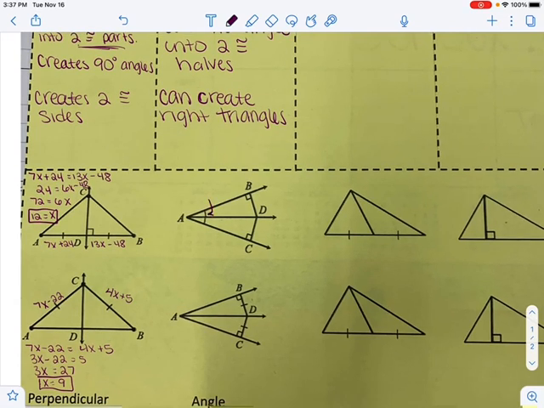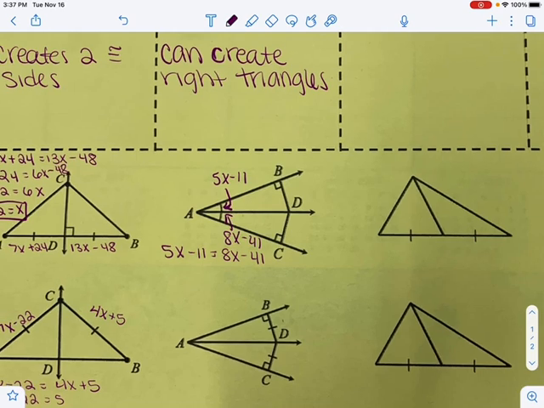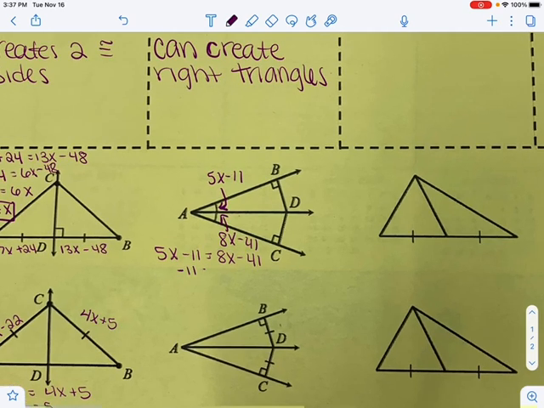So if I said this half was 5x minus 11, and this bottom half was 8x minus 41, I can set those 2 equal to each other to solve for x. So 5x minus 11 equals 8x minus 41. I can subtract 5x from both sides, so negative 11 equals 3x minus 41. I would then add 41 to both sides, so 3x would equal 30. And last but not least, divide 3 on both sides, x would give us 10.